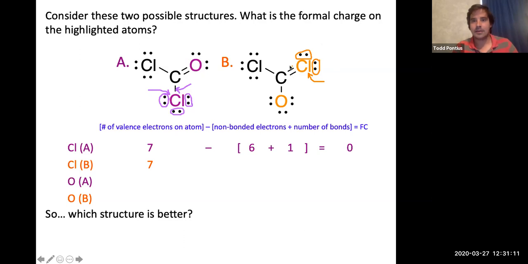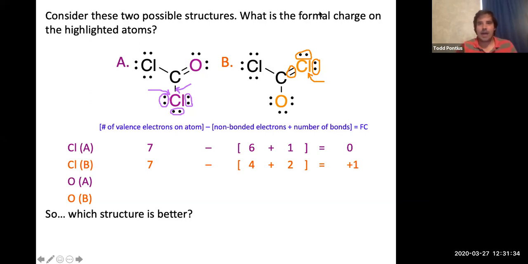And it has a double bond. So it's going to be 7 minus the 4 non-bonded electrons. And the double bond is going to count as 2 for the number of bonds, which gives us a value of positive 1.